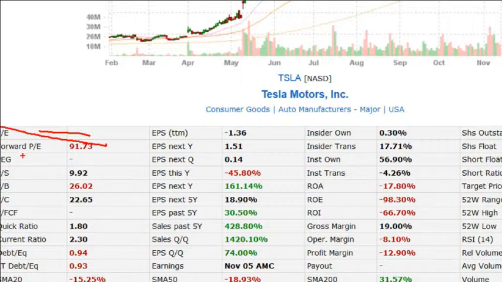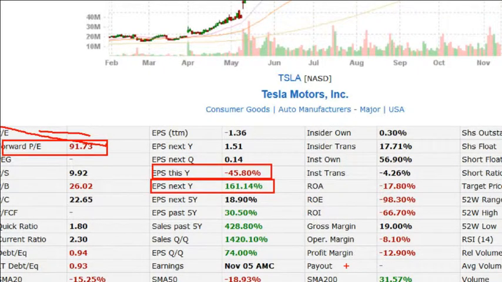But we're getting a forward PE, so that must mean we have positive earnings. Yep, earnings per share this year, we lost money. Next year, we're expecting to make money. Now, when you go from losing money to gaining money, sometimes this earnings per share growth is exaggerated in a big way. But it's why a stock like Tesla can have such an incredibly high PE ratio.